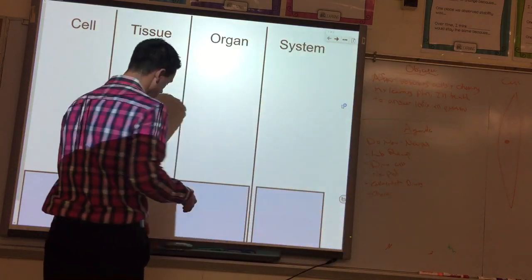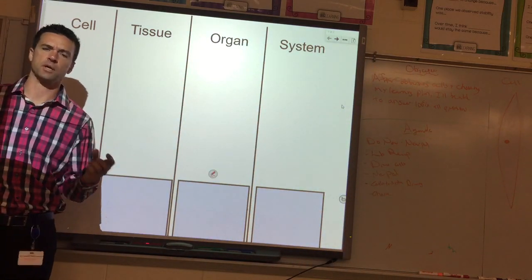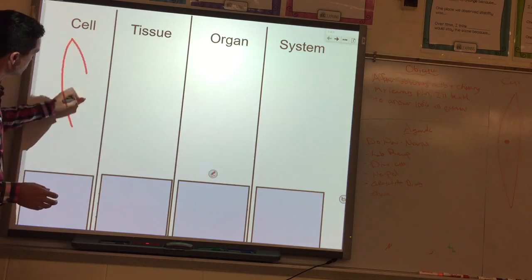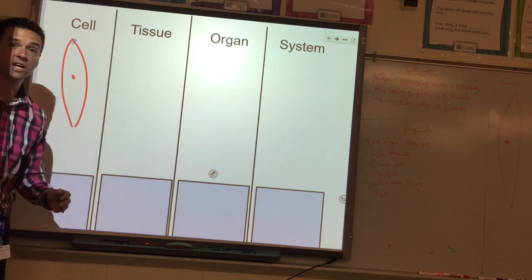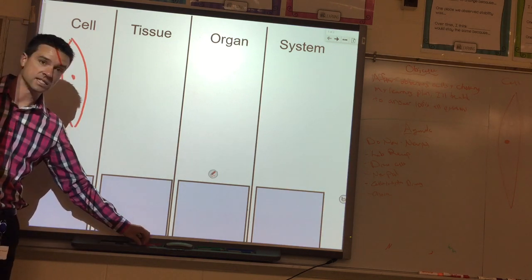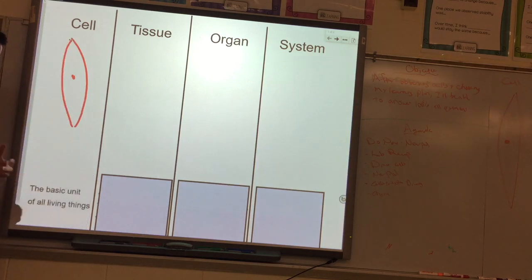So let's pick a type of cell. There's all different types: nervous cells, muscle cells, and so on. For this little activity, I'm going to pick a muscle cell, all right? So your cell is your basic unit of living things. It's the smallest living thing inside all of our body. The basic unit of all living things, our cell. Easy peasy.